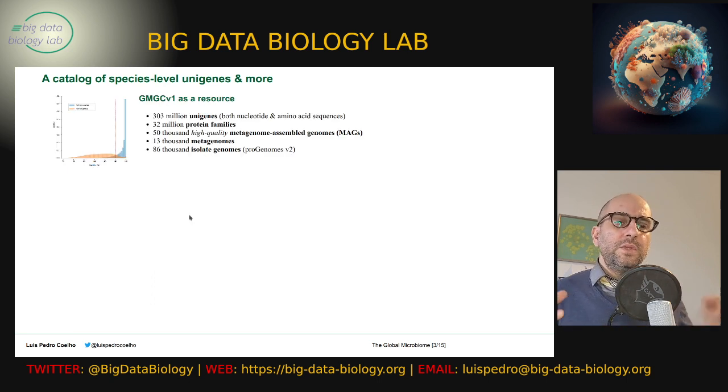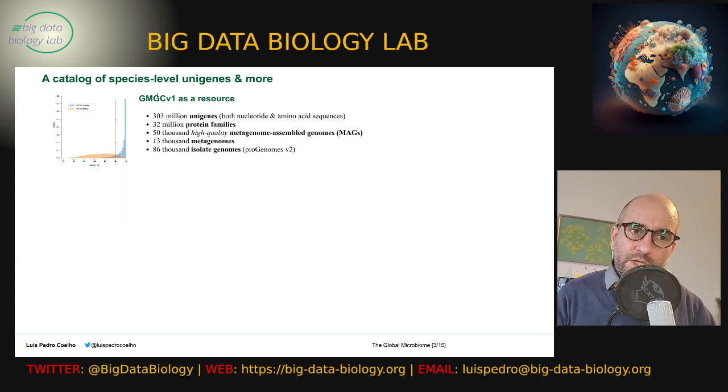Together, we've called this the Global Microbial Gene Catalog, which we often abbreviate to GMGC, and this is GMGC version 1. So often we will refer to this, and you'll see this in other videos, as GMGC v1. We have these 300 million unigenes, 30 million protein families, and as we talked about in another video, we also have these metagenome-assembled genomes, these MAGs, that you can get and use for your own analysis.